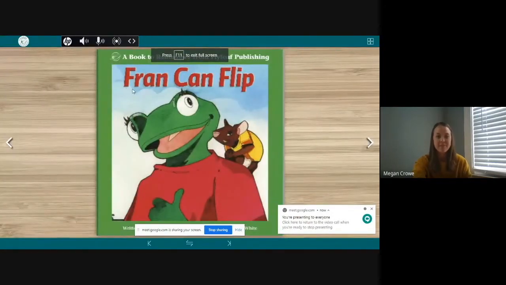So our title is Fran Can Flip. We've already talked about the words Fran and flip because they both begin with the sound in the letter F. We also talked about can as a new sight word.